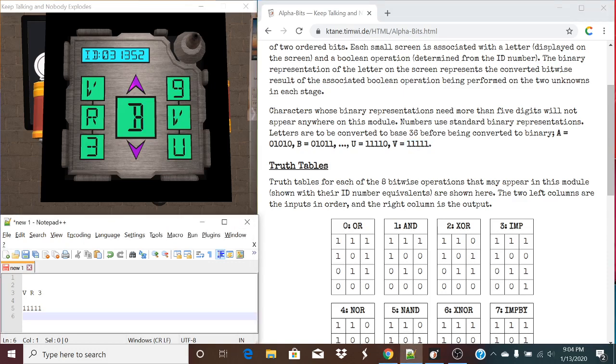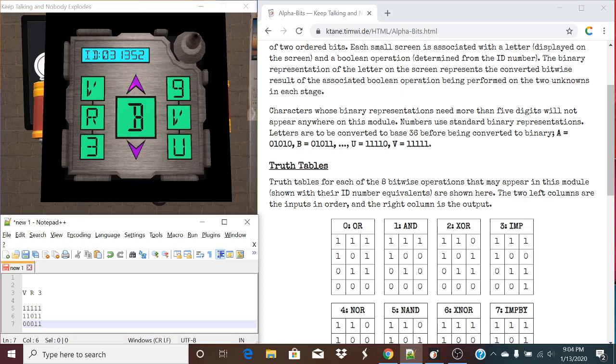Romeo is an 18, 18 plus 9 is a 27. 27 in binary is a 11011. Next up, we have 3. 3 stays the same, so that's going to end up being a 00011.